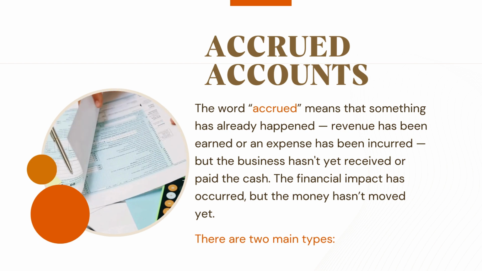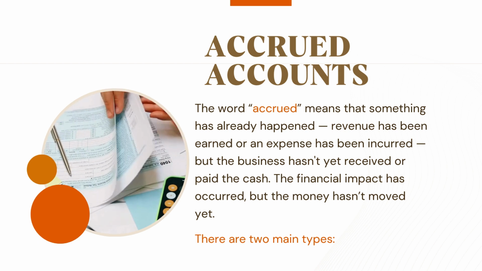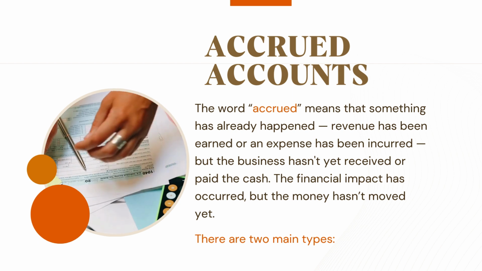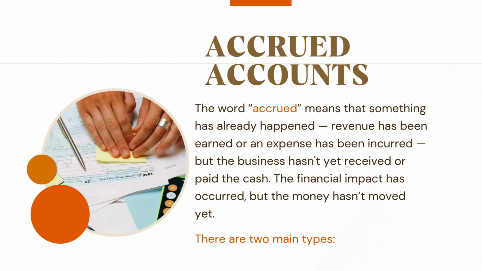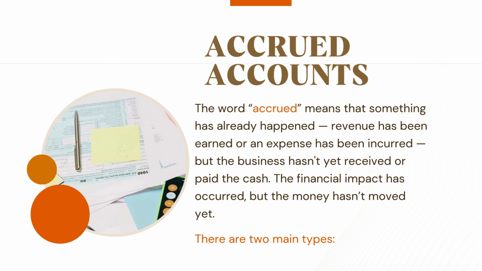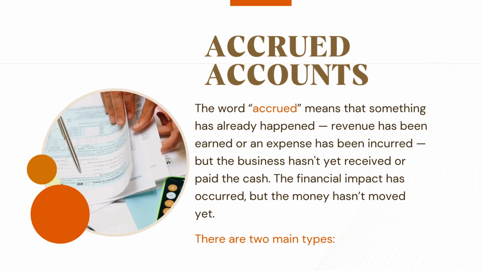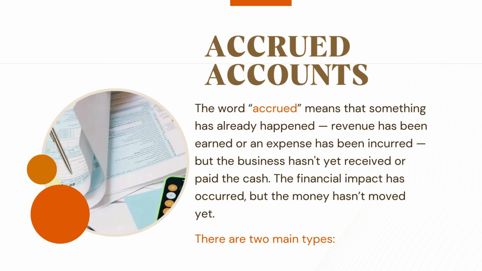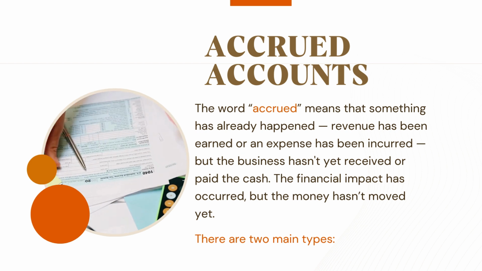Accrued accounts. Let's begin with accrued accounts. The word accrued means that something has already happened, revenue has been earned, or an expense has been incurred, but the business hasn't yet received or paid the cash. The financial impact has occurred, but the money hasn't moved yet. There are two main types.